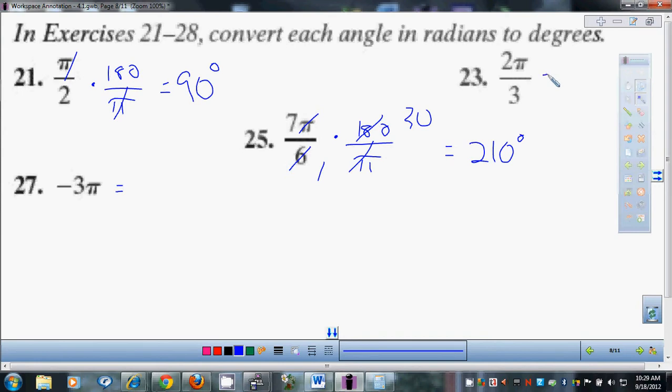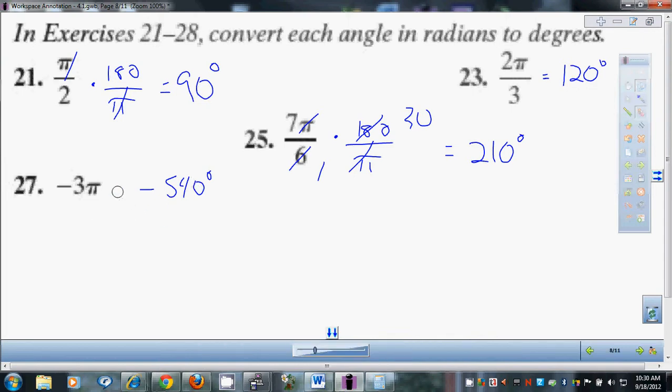Derek, you got 23 for me? What do you got? 112? 412? I don't know why I can't hear today. 120 degrees. Whenever you got that, Spencer, just blurt it out. I'll let you get the next one there. Give you a hint, it's negative. There you go, 540 degrees. Very good.